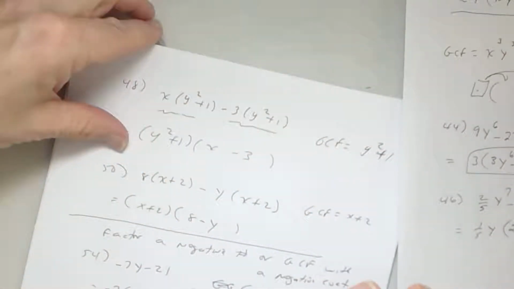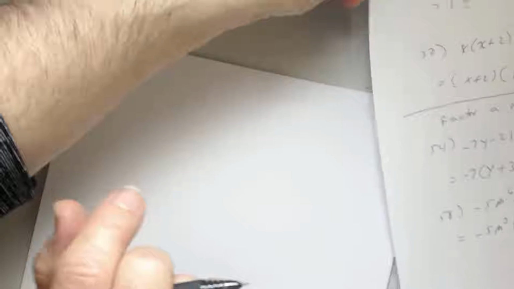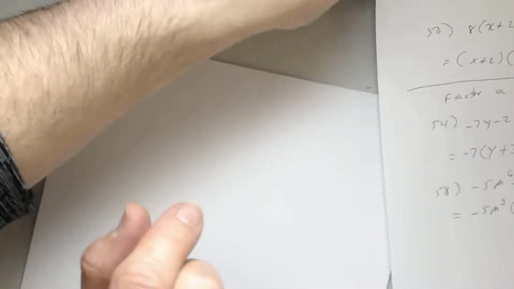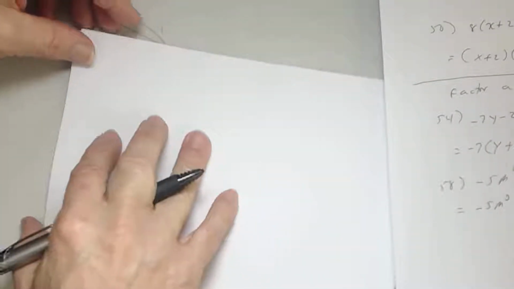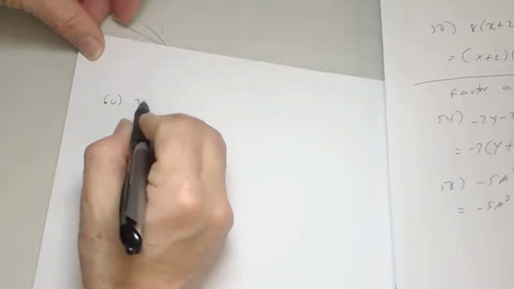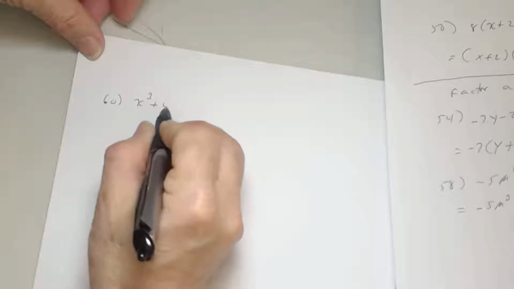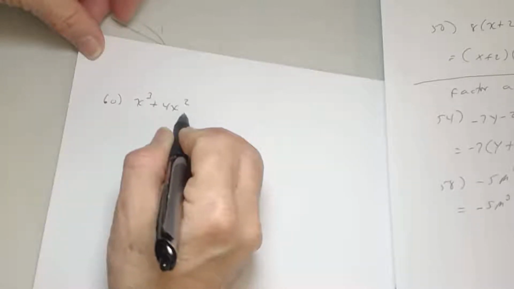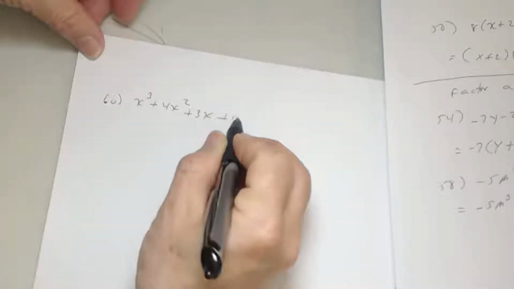Okay, now this is going to be number 60. I'm going to write number 60 out and I'll tell you what the direction says. Okay, 60. x cubed plus 4x squared plus 3x plus 12.